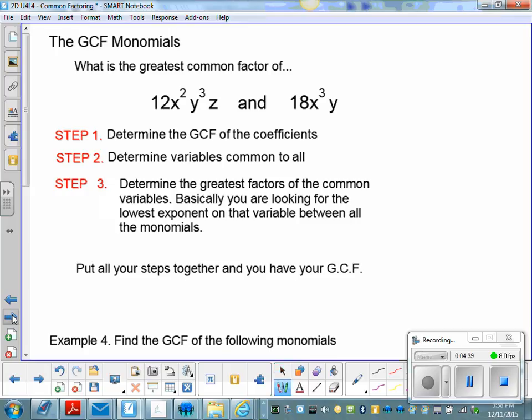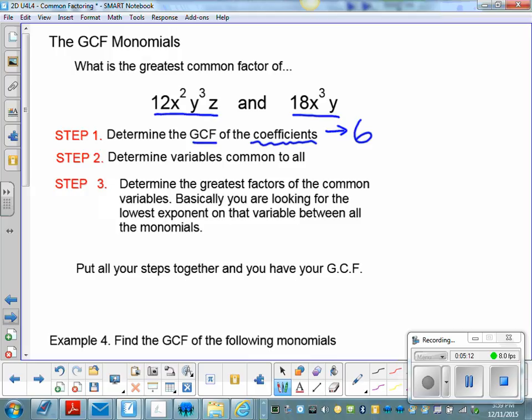So we've got a couple of monomials here. We've got this term and this term, and we want to find the greatest common factor for those terms. So there's some steps that we go through here. The first thing is we want to find the greatest common factor for just the coefficients. So the coefficients are 12 and 18. The biggest number that divides evenly into 12 and 18 is going to be 6. So that's the greatest common factor of 12 and 18.